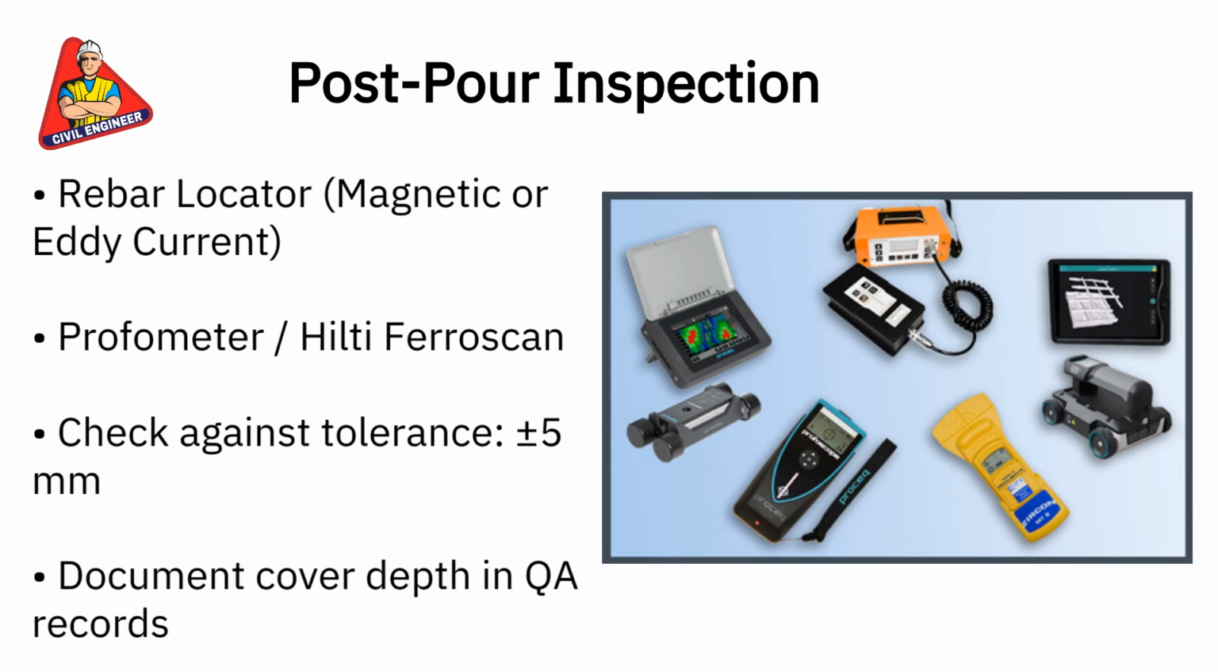Post-pour verification is done using rebar locators or cover meters such as Profometer or Ferroscan. These devices identify the rebar location and calculate concrete cover depth. According to AS 3600, a tolerance of plus 5 mm is typically allowed. Always include cover verification in your quality assurance documentation, especially for Class B2 or marine structures.